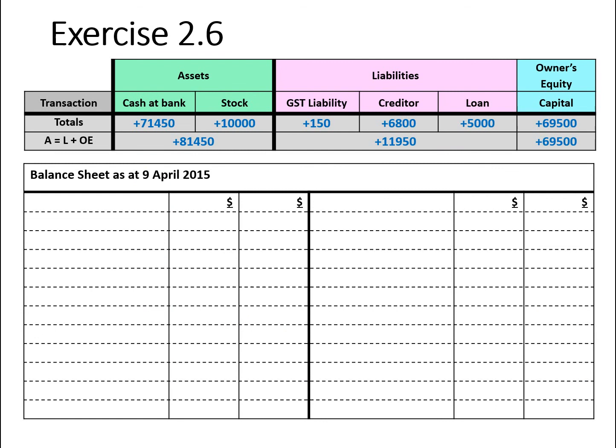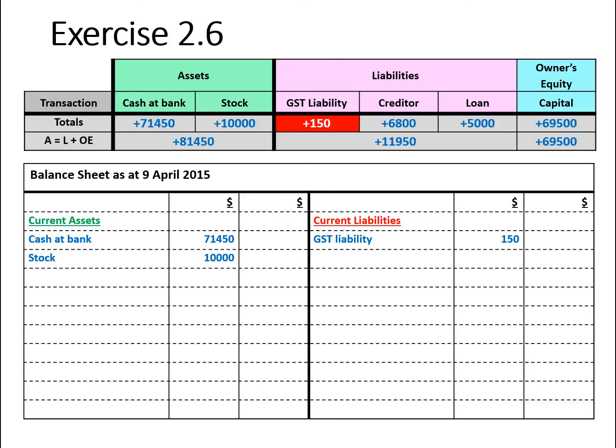But more importantly is not the worksheet, which won't be on the SAC, it'll be the balance sheet. Can we now turn these totals into a balance sheet? So the first thing we'll start with is our current assets. Now we've only got two assets, so we've got cash at bank and stock. So being the only assets, we can total that up and know that that's all of our assets.